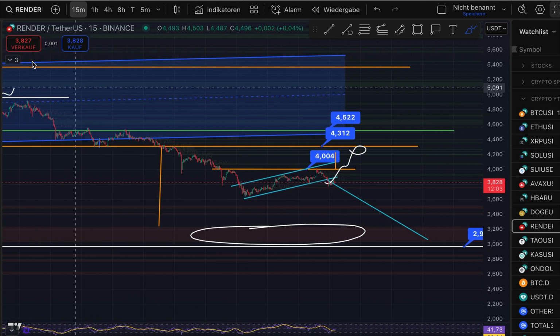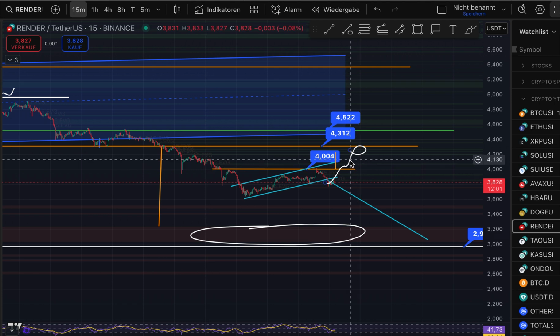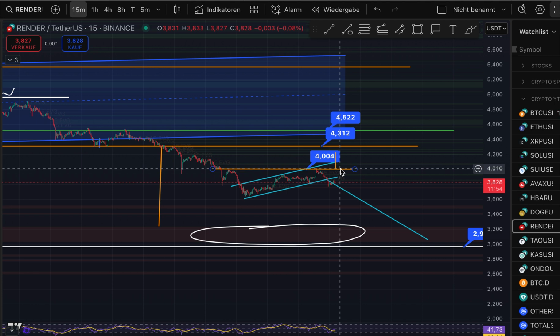So for Render, I would be careful. It still looks short to me, but $4 is going to be very interesting if we break it to the upside.